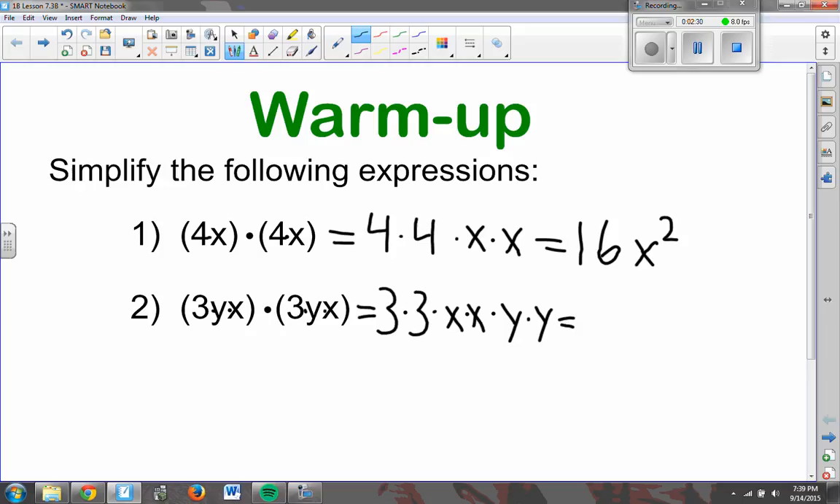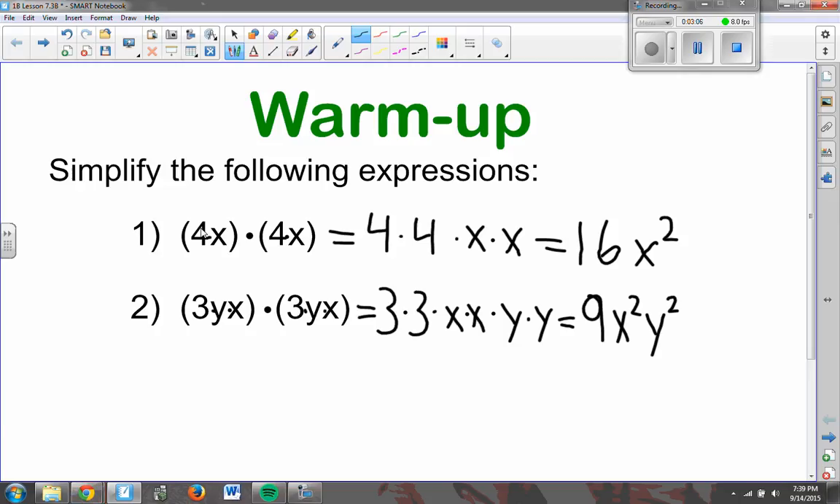Now, hopefully we know that 3 times 3 gives us 9. And hopefully we know that x times x gives us x squared, and y times y gives us y squared. All right? So there's what we have now. 3 times y times x times 3 times y times x is the same as 9x squared y squared. Okay? So here we're just practicing switching up the order as much as we can and as much as we want to put together the things that we know how to multiply together, like numbers or x's or y's.